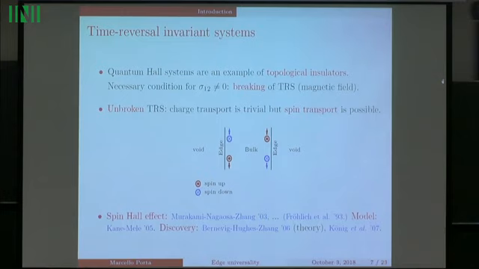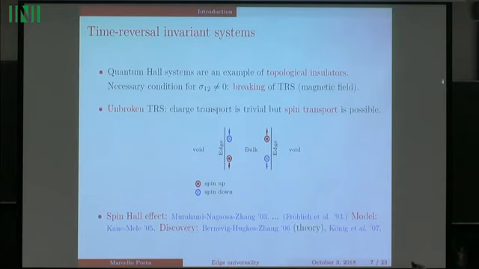Now the question is, what happens, for instance, if you don't break time reversal symmetry by an external magnetic field? If you want to have a non-trivial Hall conductivity, the magnetic field is crucial. If you don't have that, you can prove that you cannot have any non-trivial charge transport. So what you can have if you don't break time reversal symmetry is, you will not have charge transport, but you might have a non-trivial spin transport, and that is summarized by this picture here.